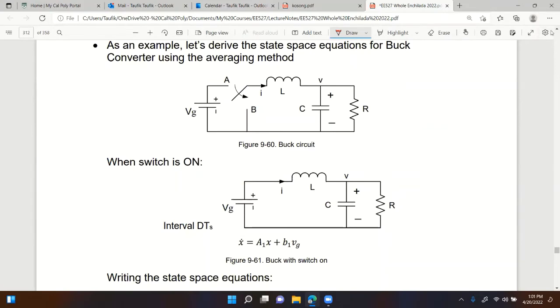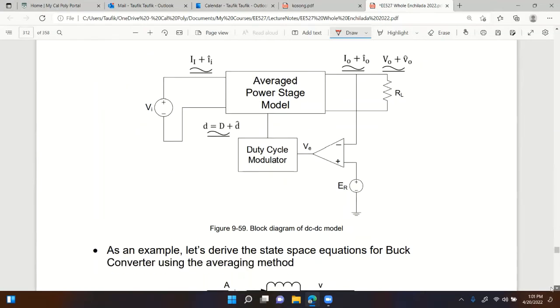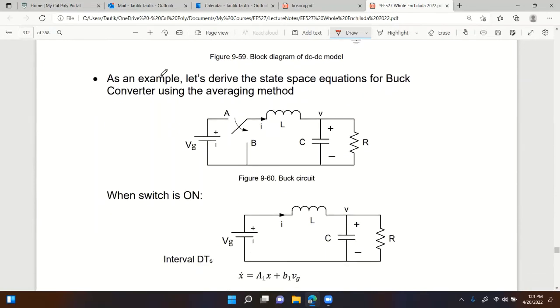Right. So let's take a look. For DC to DC converters, for circuits that have different states depending on the state of the switch, we can use a method called the average model of the state space equation. I know some of you who took 513 already learned this. For some of you, this would be another review, but for the rest of you, this is probably something new.